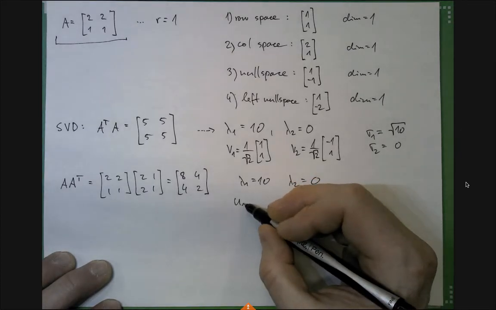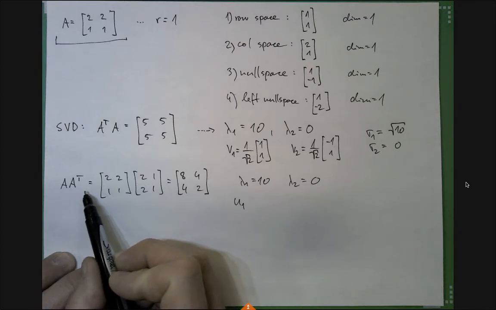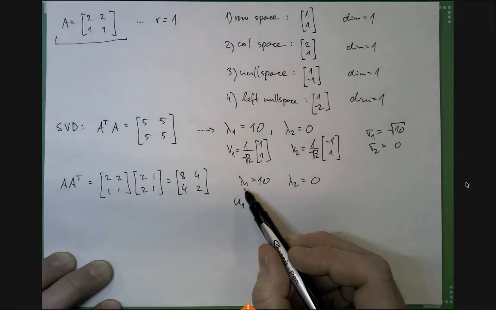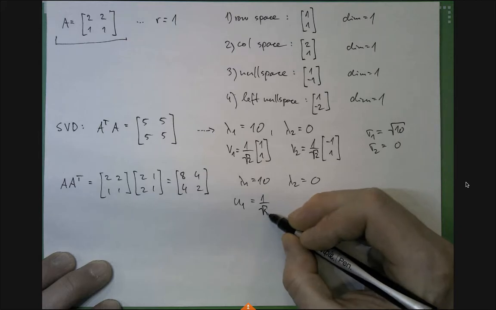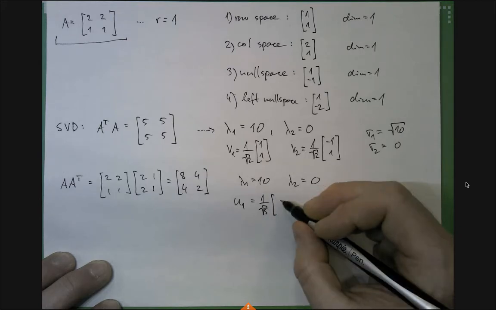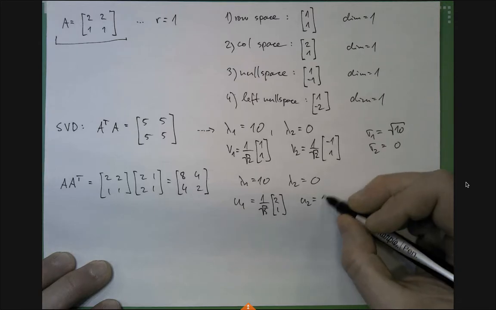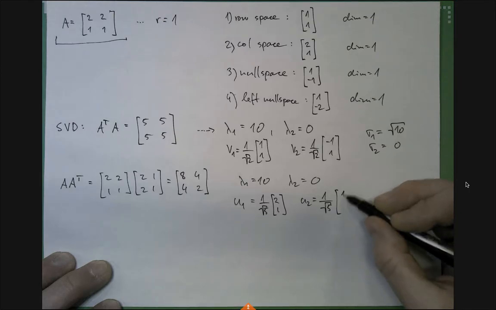The eigenvectors of A A^T are going to be the left singular vectors of A. In this case, the first one, corresponding to lambda 1, is going to be 1 over square root of 5 times (2, 1). And U2 is going to be, again, 1 over square root of 5 times (1, minus 2).